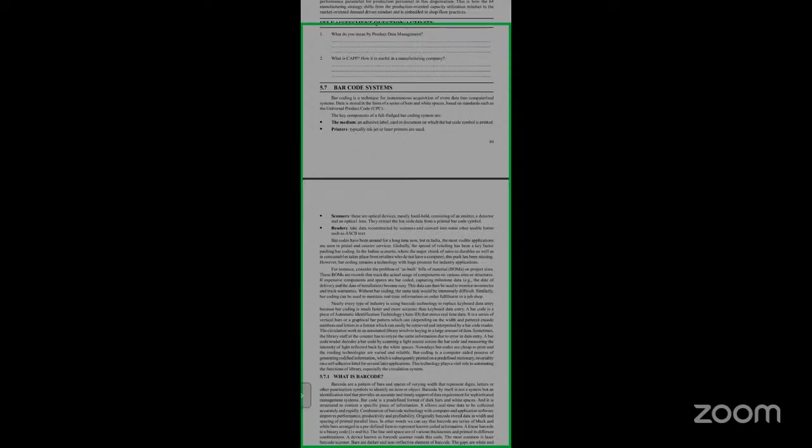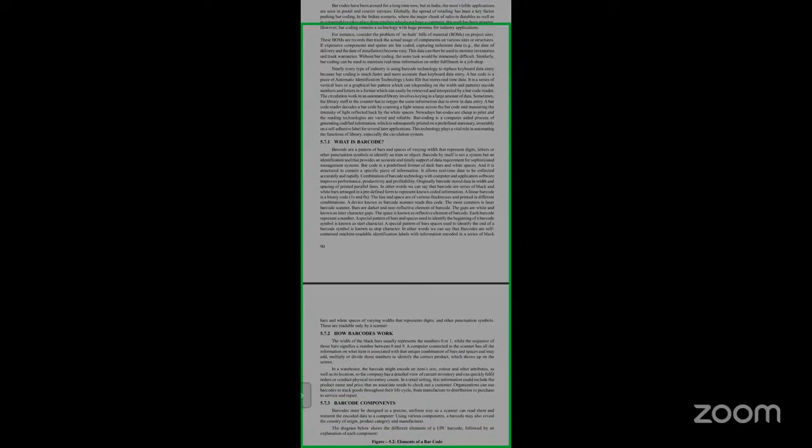So these are all how we scan the barcode systems, and these scanners are optical devices. Normally we see in the malls and everywhere now, the products are scanned with scanners and readers. They take data reconstructed by scanners and convert it into some other usable forms such as ASCII text. These are used.